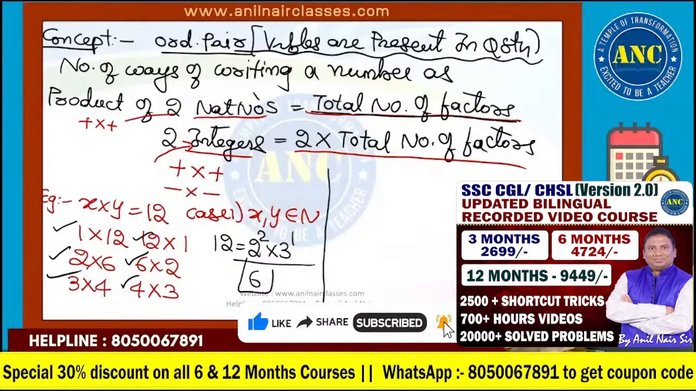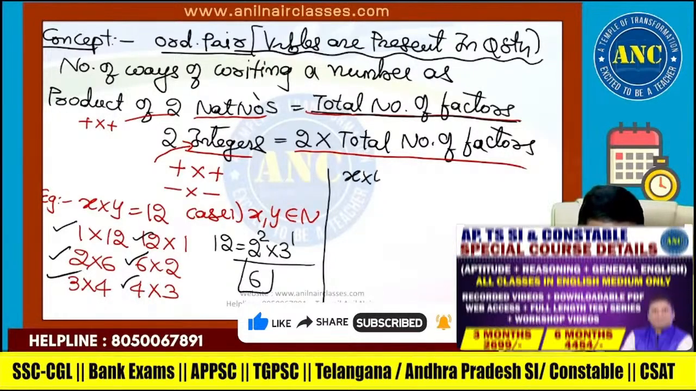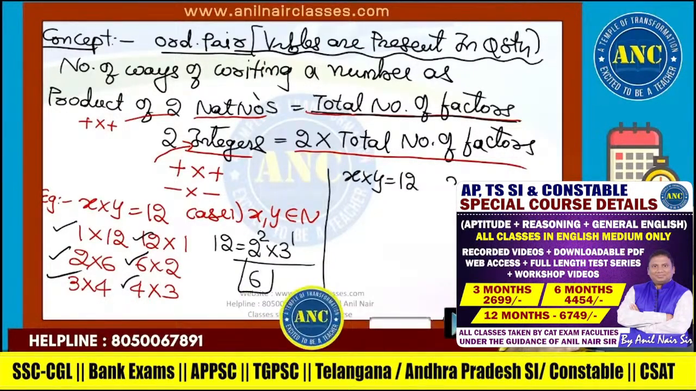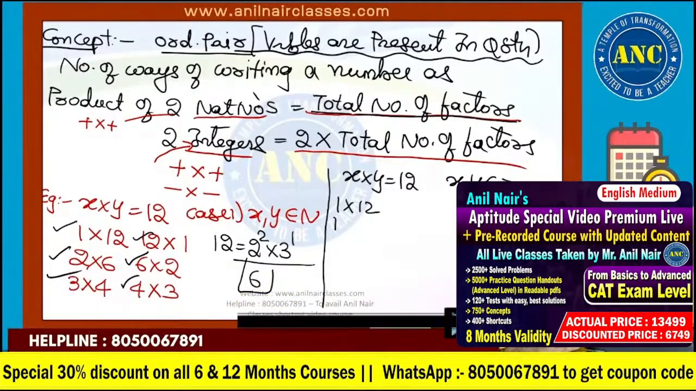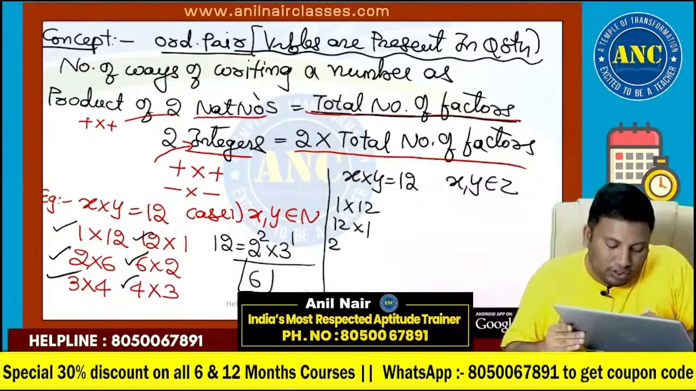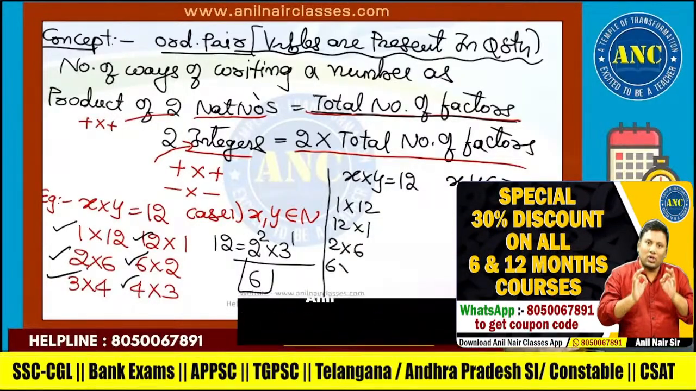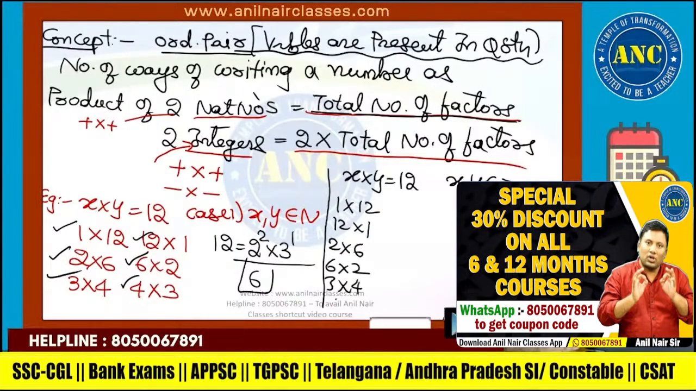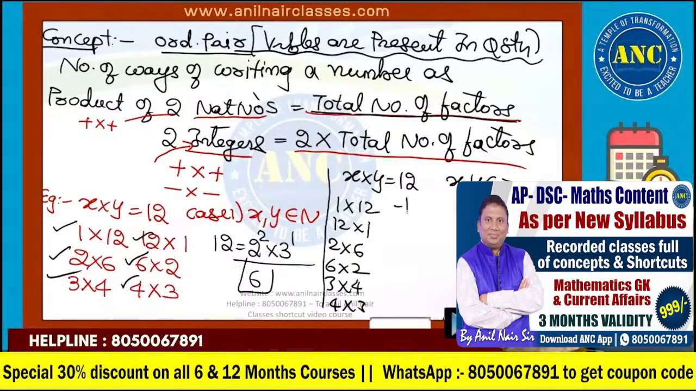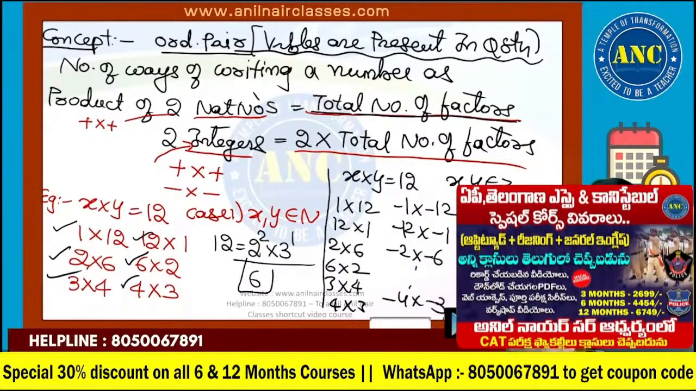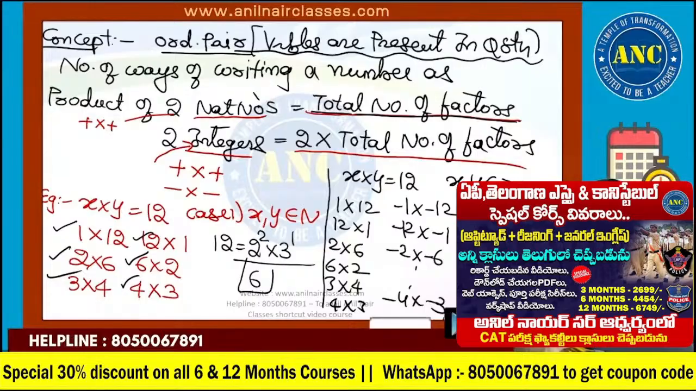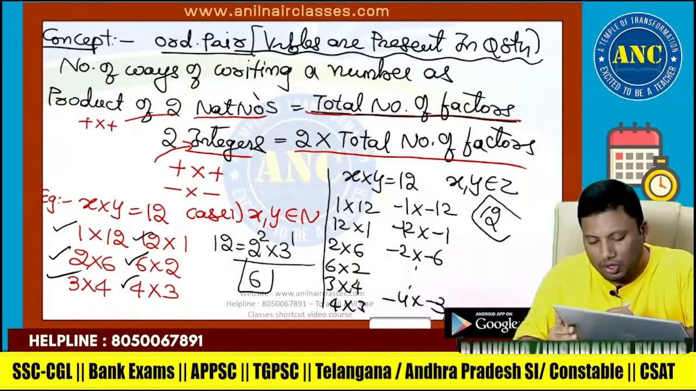Suppose case number 2, x and y are integers. Then 1 into 12, 12 into 1, 2 into 6, 6 into 2, 3 into 4, 4 into 3. Negative into negative is also positive. Minus 1 into minus 12, minus 12 into minus 1, minus 2 into minus 6, minus 4 into minus 3 and so on. 6 positive, 6 negative. So in total I will get 6 into 2, which is 12.